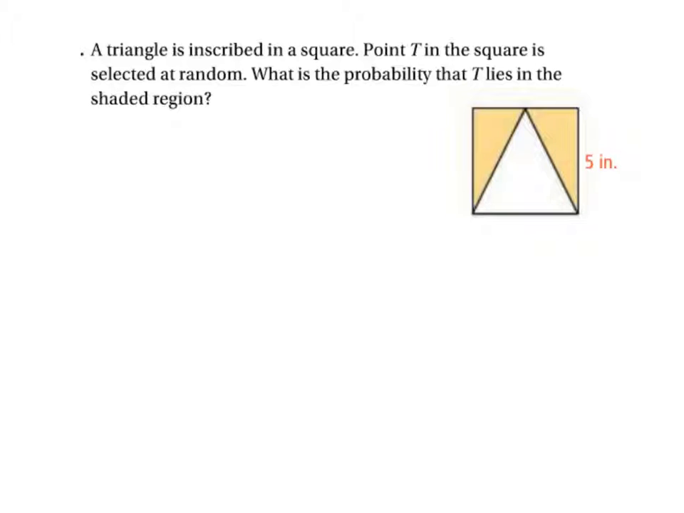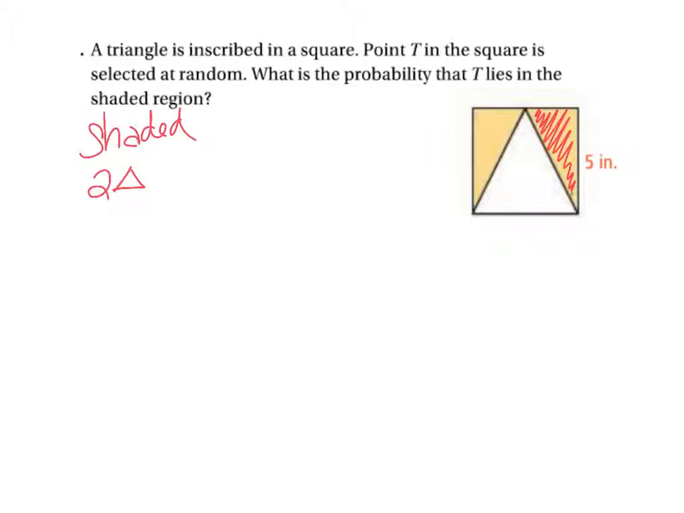Same idea. A triangle is inscribed in a square. Point T is in the square. It's selected at random. What's the probability that it happens to lie in the shaded area? The shaded area are these two triangles. So let's work on the shaded area. I'm going to assume that these two triangles are congruent to one another. So I'm going to do 2 times whatever the area of the triangle is. I'm going to work on this triangle right here.